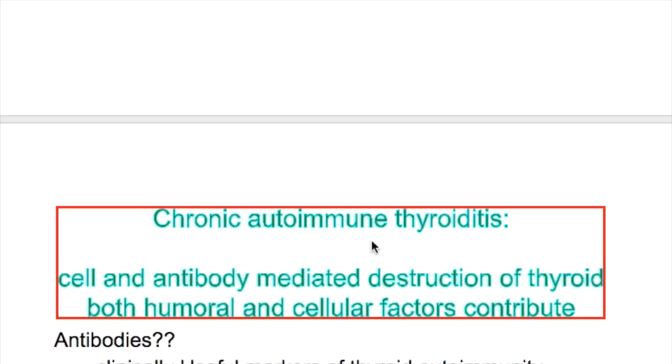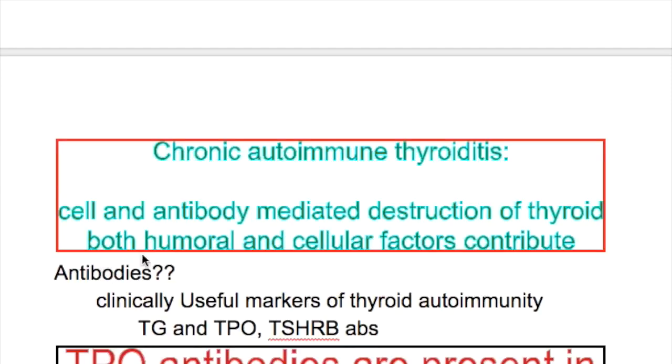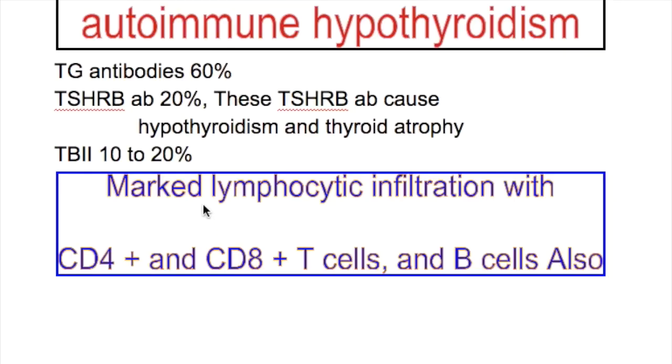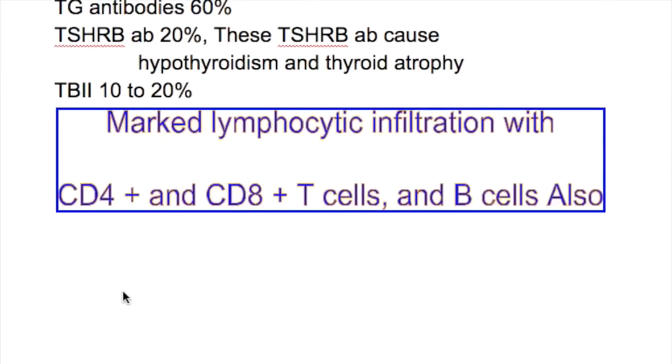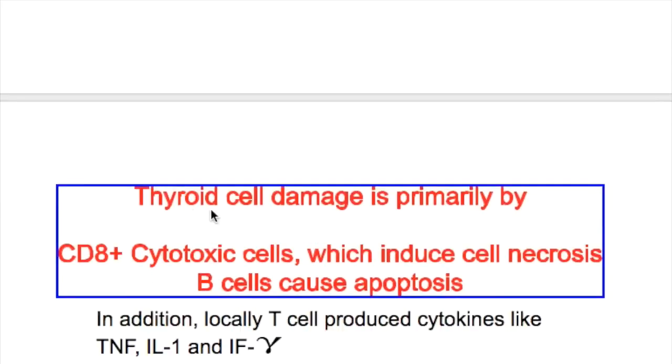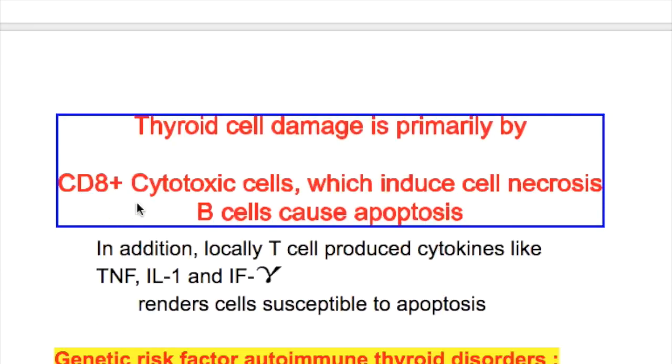Chronic autoimmune thyroiditis has cell and antibody mediated destruction of the thyroid. So what type of cells are present? Both humoral and cellular factors contribute to thyroid destruction. In Hashimoto's thyroiditis, there is marked lymphocytic infiltration with CD4 and CD8 types of T cells and B cells. So both T cells and B cells are present. Thyroid cell damage is primarily by CD8 cytotoxic T cells, which induce cell necrosis, and B cells cause apoptosis.